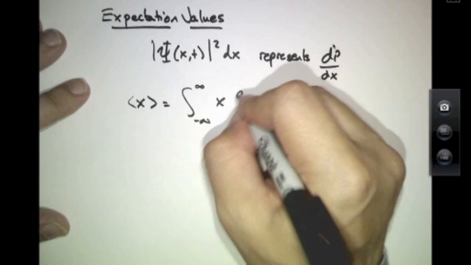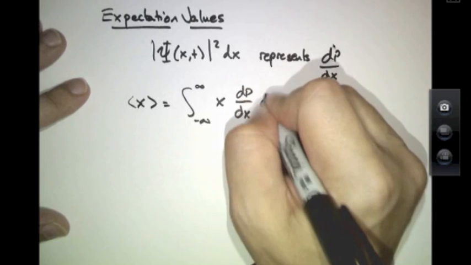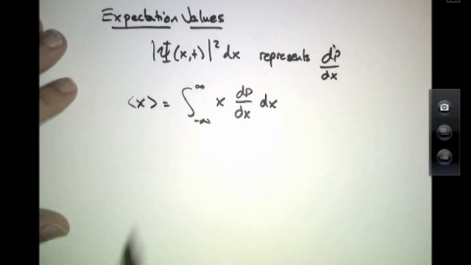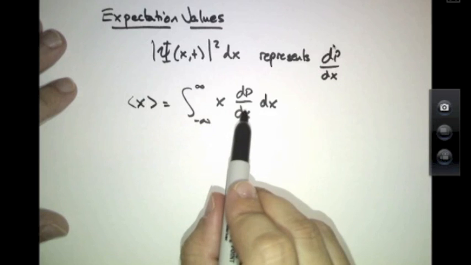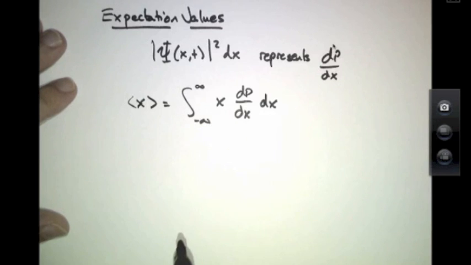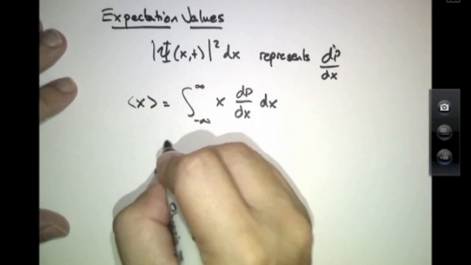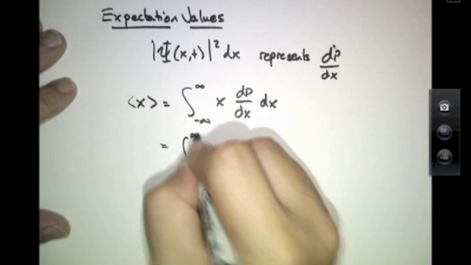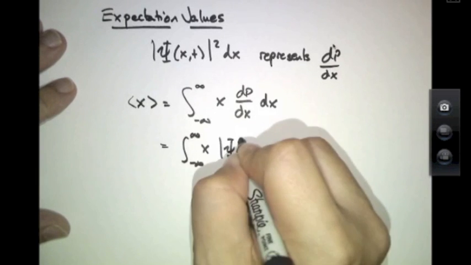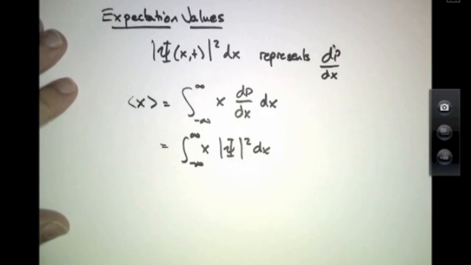Well, what I do is I say an average coordinate, for example, is going to equal the integral of that quantity that I'm trying to average, let's say the coordinate, times dp dx, or x norm psi squared dx.